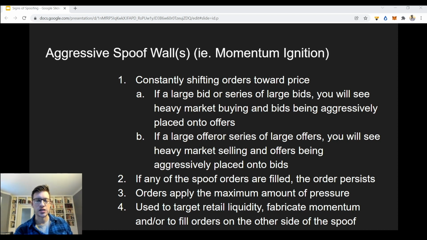What that means is, imagine that there's a massive bid or series of bids, and you see heavy market buying on the offers, i.e. the limit sell orders, and you see these bids being put on the offers. What do I mean by that? Typically, on a static market, we have the offers here, the sell orders, and the buy orders here.